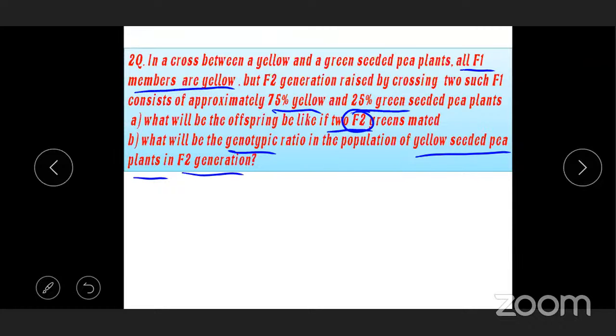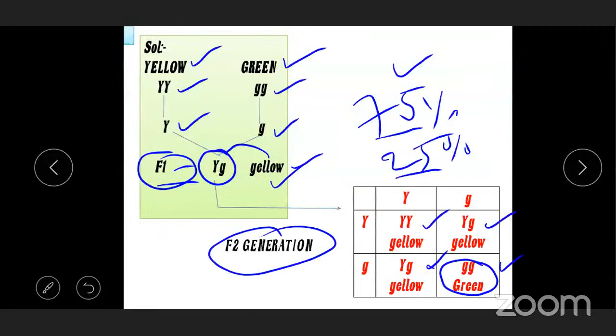He asked about the genotype of yellow-seeded pea plants in which generation? F2 generation. So, students, this is the F2 generation plant. How many yellow-seeded pea plants are here? Yes, 3 yellow-seeded pea plants. If you observe carefully, the genotypes are different between these yellows.